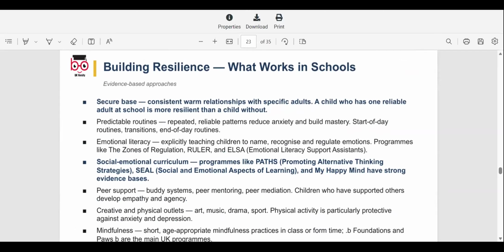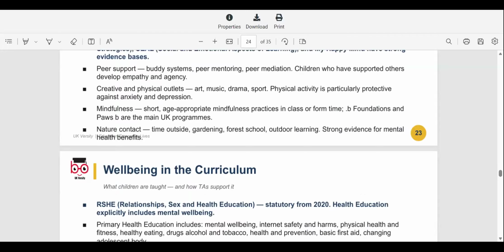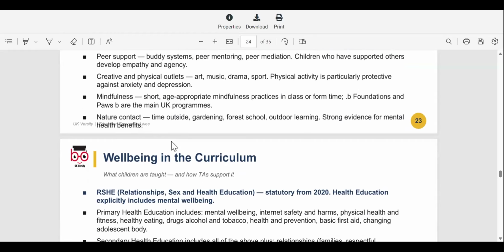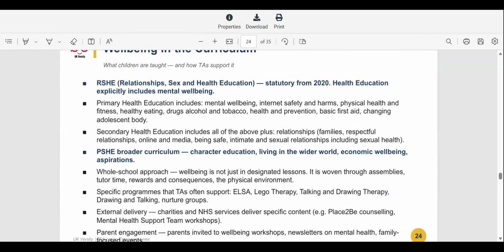Building resilience. So what works in schools: building this element of a secure base, helping students bounce back, effective approaches on safe environments, strong adult relationships, viewing mistakes, peer support, emotional literacy, ensuring this trusting relationship, building an element of a safe space, providing quiet areas, creative and physical outlets, mindfulness, well-being in the curriculum.